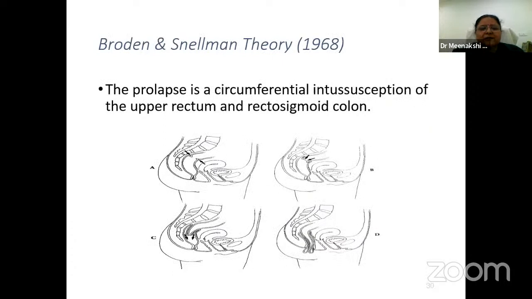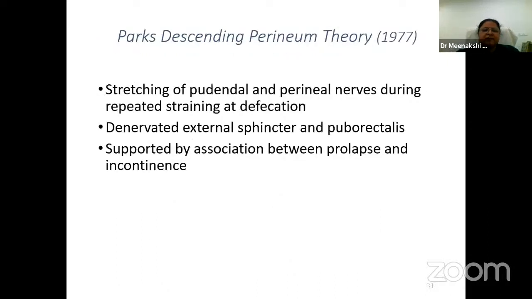Then the Broden and Snellman theory, which was put forth in 1968, says that prolapse is a circumferential intussusception of the upper rectum and rectosigmoid colon. If you can see this, there can be intussusception. Here it is coming like a full thickness rectal prolapse in the form of circumferential intussusception. So that is one of the theories put forth by Broden and Snellman.